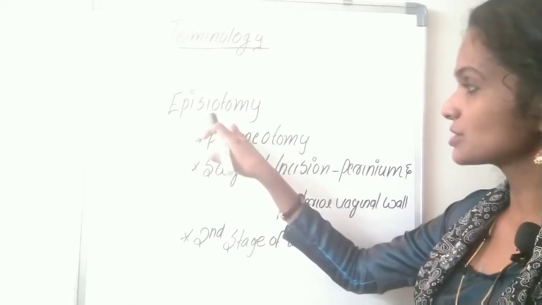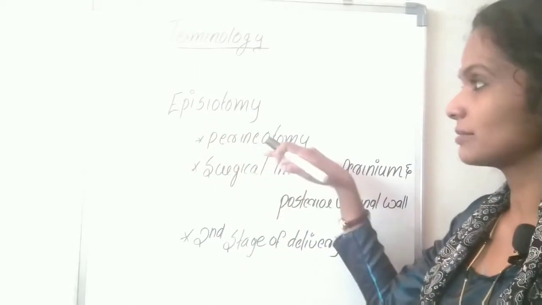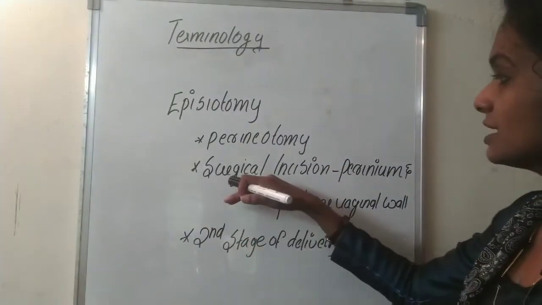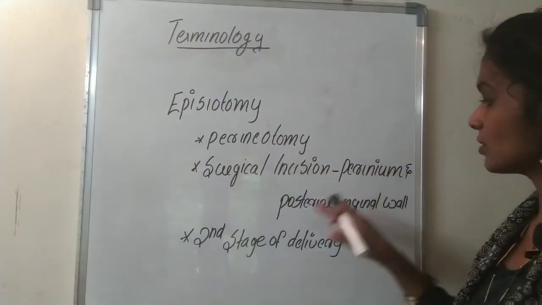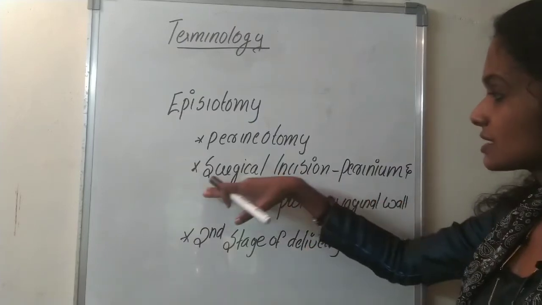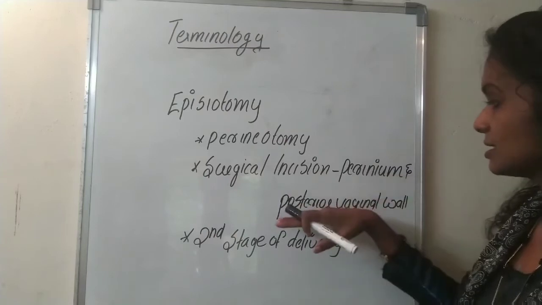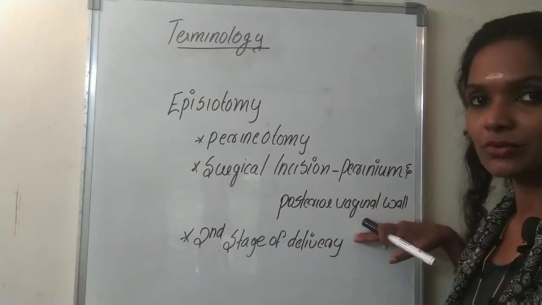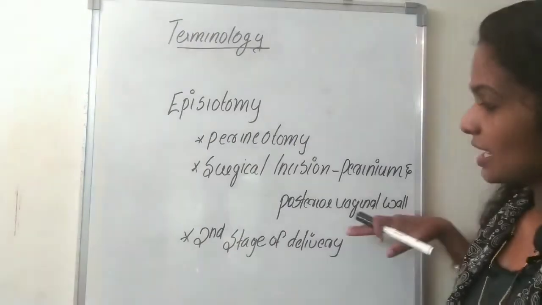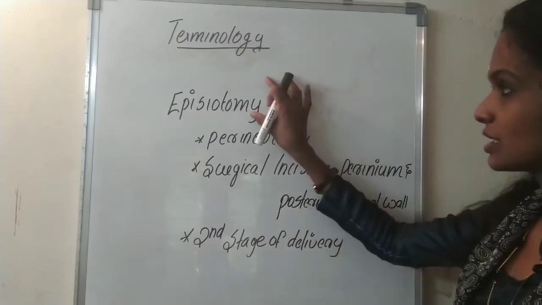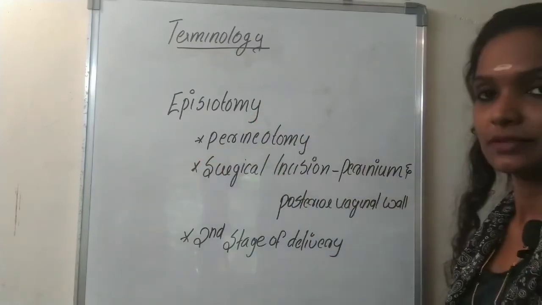Episiotomy. Episiotomy is also called perineotomy. It is a surgical incision made on the perineum or the posterior vaginal wall to allow the baby to come out of the mother's pelvis, and it is done at the second stage of delivery. Episiotomy or perineotomy.